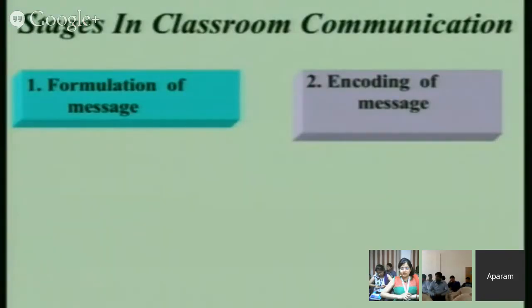The second stage is encoding of message. So you decide whether I need to use a verbal symbol or I can use a non-verbal symbol. On the basis of the message, you decide where to show a diagram, where to show an illustration, where to show a graph, where to show video clips. You try to find out how exactly you are going to transmit that message to your students. So you select verbal and non-verbal symbols.